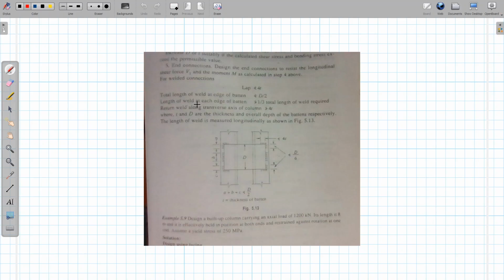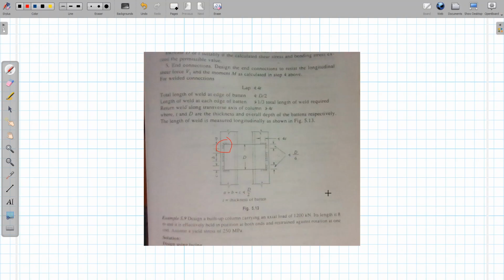Length of the weld at each edge of the batten, basically talking about the edge, should not be more than 1/3 of the total length of the weld required. Return weld along the transverse axis, okay, this is talking about should not be more than 4t, where T and D are the thickness and overall depth of the batten respectively.